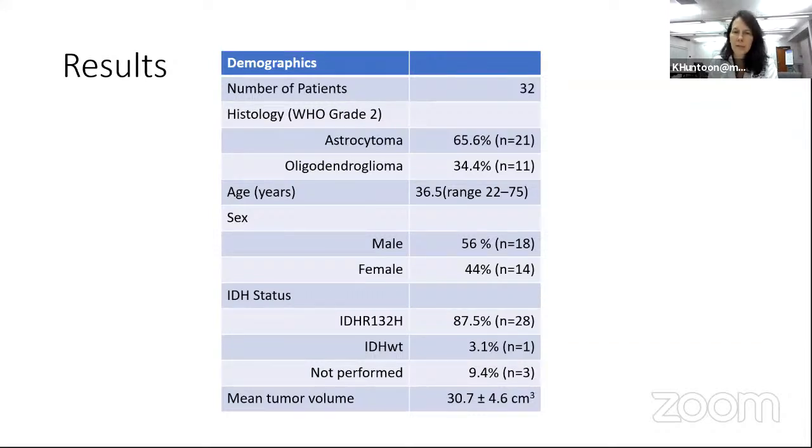For IDH status, most of them had the canonical mutation, R132H, 37.5. There were 3 patients where it was not performed, but I think the pathologists believed they were definitively oligodendrogliomas and didn't feel like an IDH was needed. There was 1 that was IDH wild type. The mean preoperative tumor volume was 30.7 plus or minus 4.6 centimeters cubed.